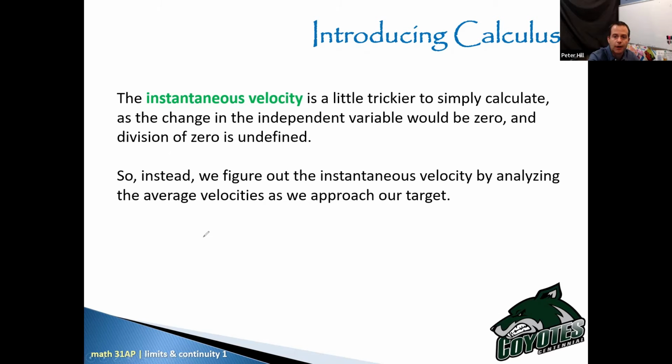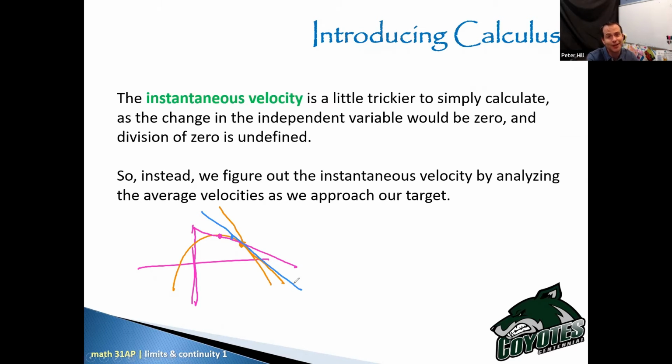Okay, here is a graph, and I want to figure out the instantaneous velocity right there. So essentially, I want the slope of the tangent line right there. But how do I do that? Well, I could start by putting a point here and getting the slope of that secant line. And then let's put a point here, get a little closer, and get the slope of that secant line.